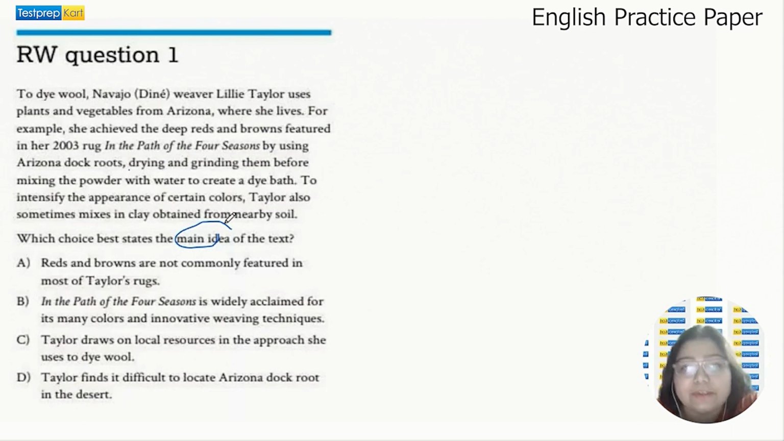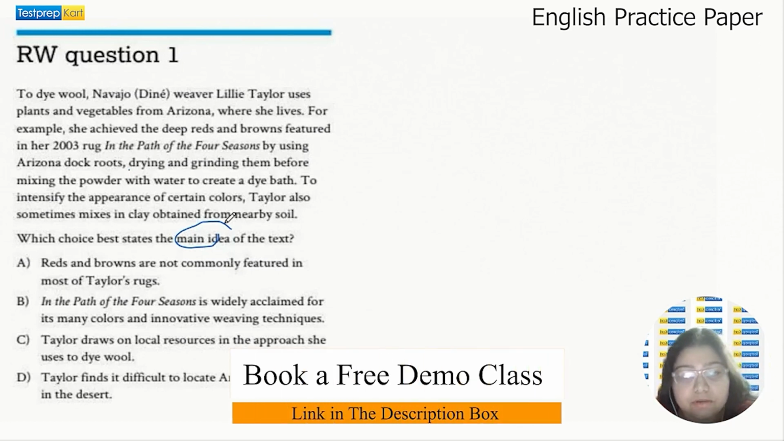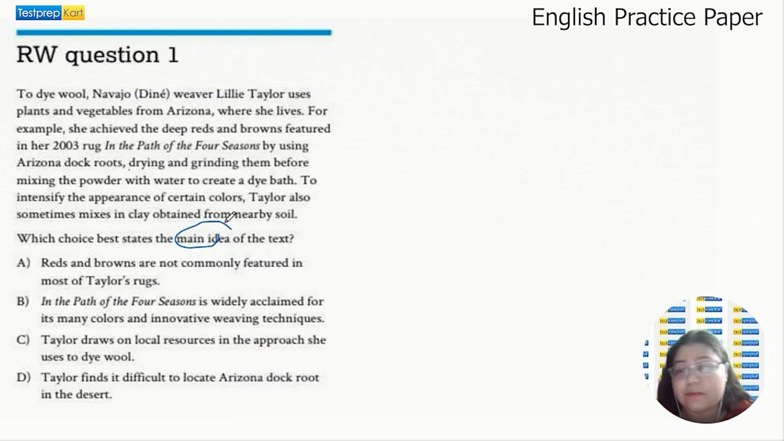Let's read the passage and try to summarize. To dye wool, Navajo weaver Lily Taylor uses plants and vegetables from Arizona, where she lives. For example, she achieved the deep reds and browns featured in her 2003 rug in the Path of the Four Seasons by using Arizona dock roots, drying and grinding them before mixing the powder with water to create a dye bath to intensify the appearance of certain colors. Taylor also sometimes mixes in clay obtained from nearby soil.